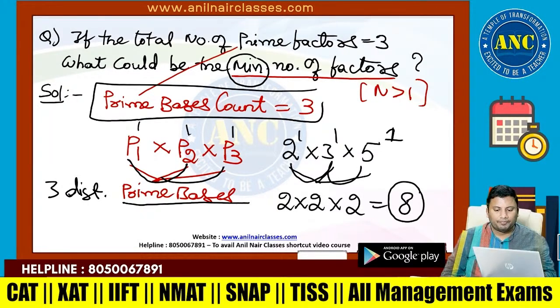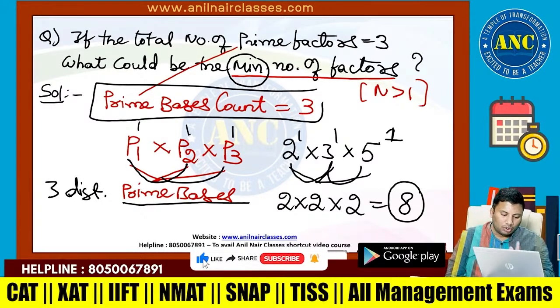Pramod, for you, prime factors are nothing but prime bases. So P1, P2, P3. Because it is minimum, power can be 1, a natural number. All the 3 are different prime bases: 2, 3 and 5. So 2 into 2 into 2. Answer is 8.